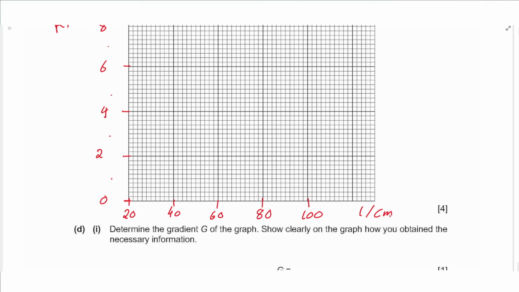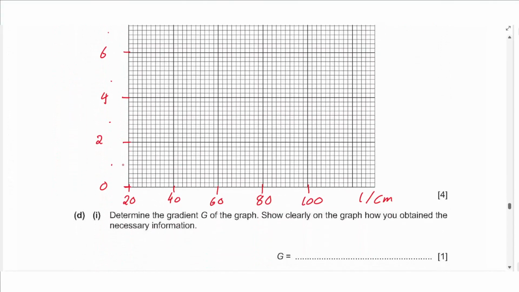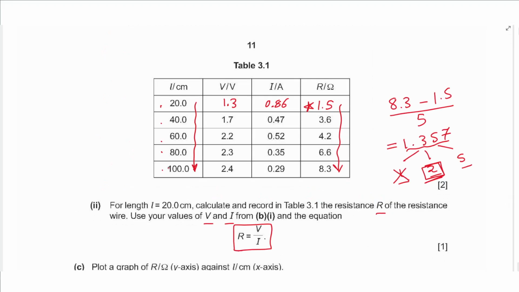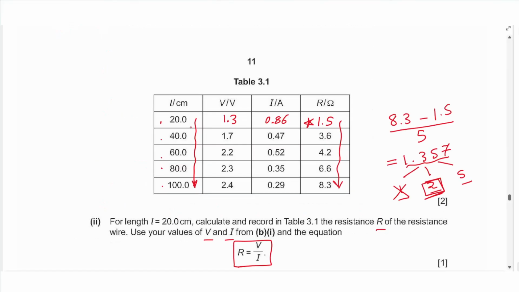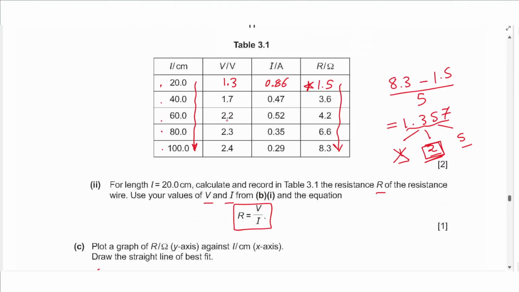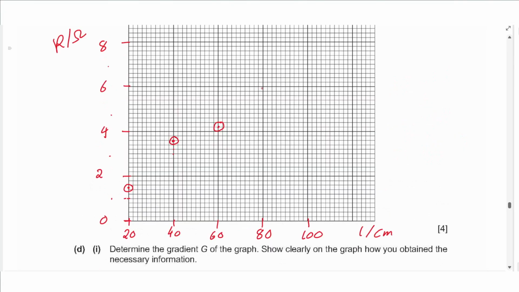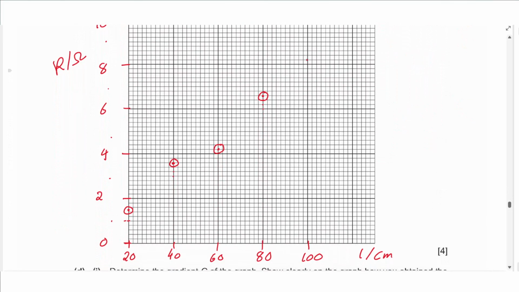Then we plot our points. The first point was 20 and 1.5. So we have 20 here, and this is 1. 1.5 is around here. The next point is 40 and 3.6. So this is 3, 3.2, 3.4, 3.6 is here. After that we have 60 against 4.2. So 60 and 4.2, this is here. Then 80 and 6.6. So this is 6.2, 6.4, 6.6 is here. The last one is 100 and 8.3. 8.2, 8.4, 8.3 is in the middle.